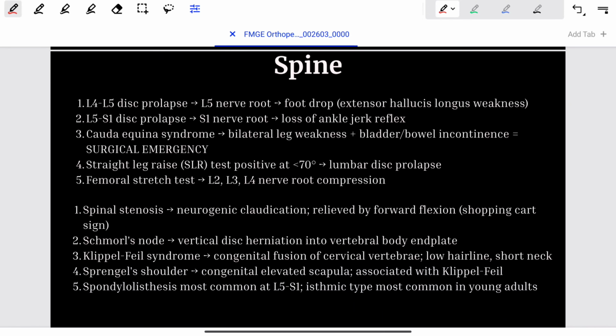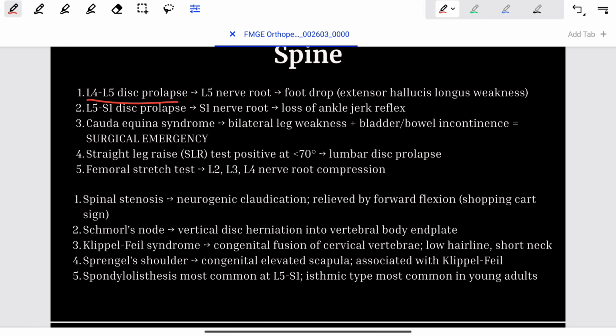Next, spine. L4 to L5 disc prolapse compresses the L5 nerve root, causing foot drop and weakness of extensor hallucis longus. L5 to S1 disc prolapse compresses the S1 nerve root, causing loss of the ankle reflex.